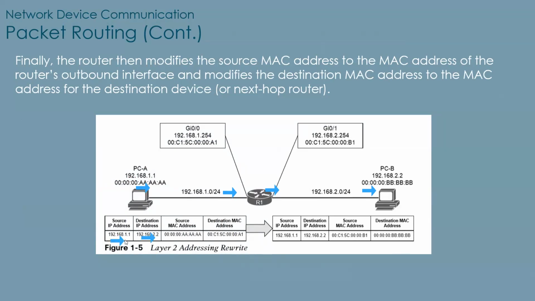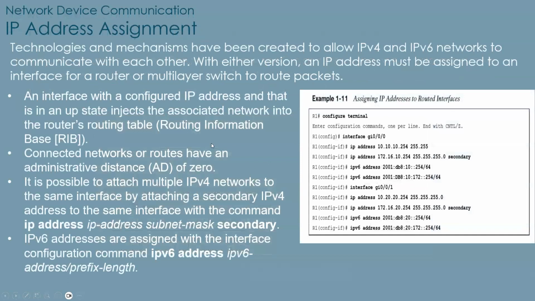But the destination IP address will never change. The source IP may change, that's okay, but the destination IP will never change because it is fixed; you have to reach this destination. But the MAC addresses will change every hop. Here it will change, here it will change, here it will change. So that's the local communication versus global communication.